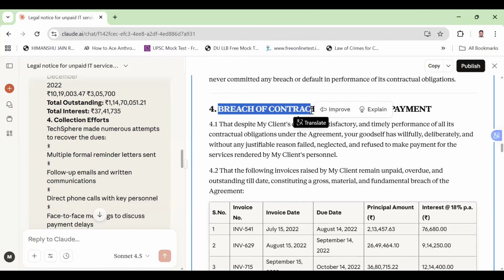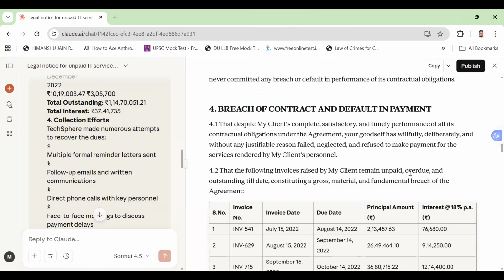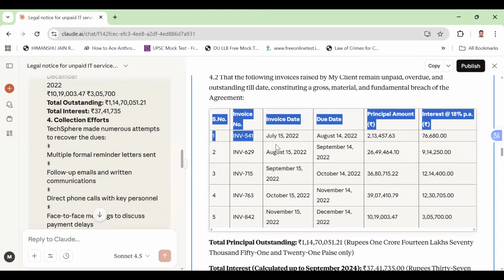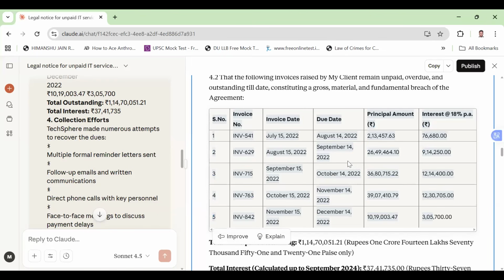Okay, and then we have written that you have breach of contract, because in the very contract we have written that you have to give timely payments to the other party, to our client, but since you are not honoring the invoices, then you are doing the breach of the contract. Okay, then we have given a table where all the invoices, amounts, dates, due dates, and interest is given.